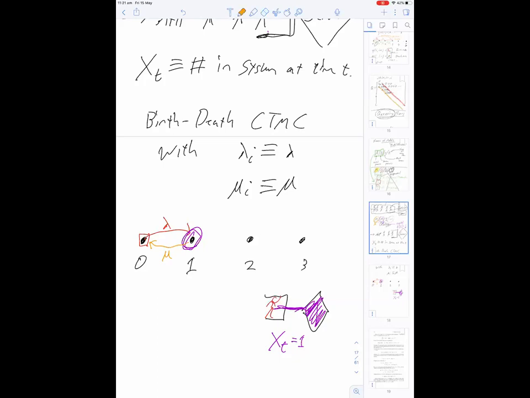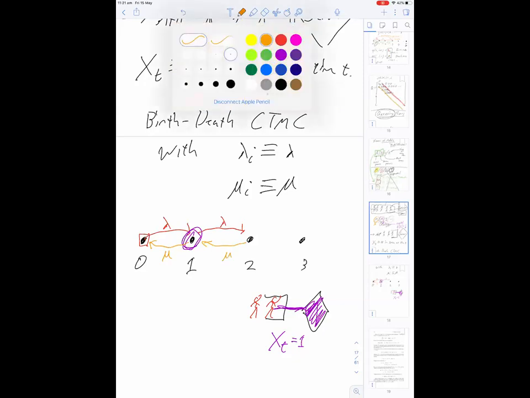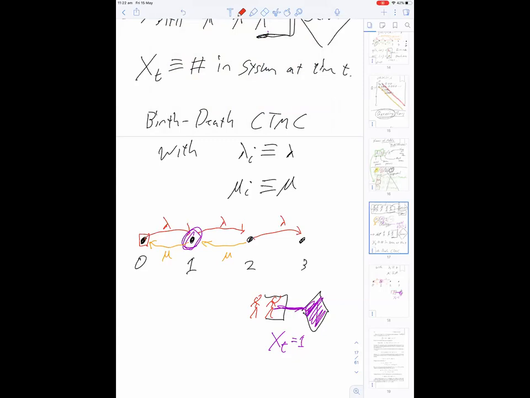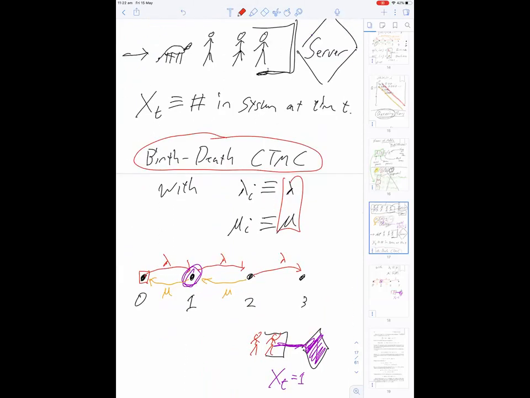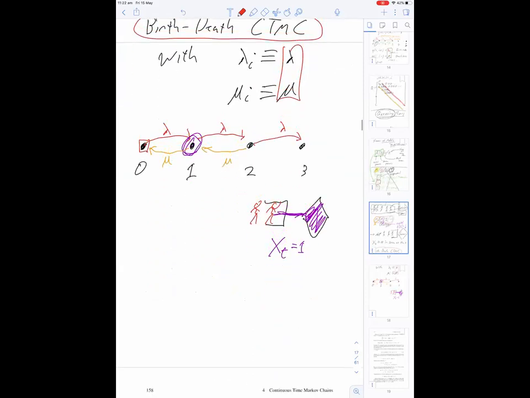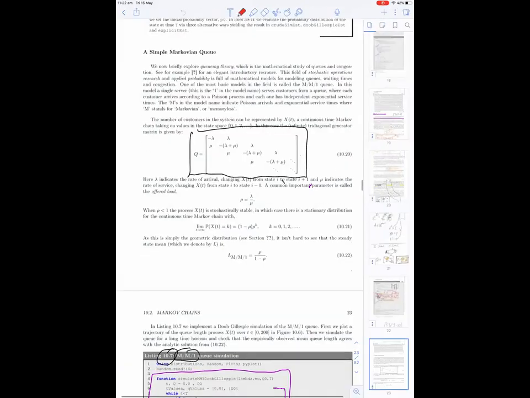Or alternatively, there can be another arrival at rate lambda. And if we move to the state of another arrival and we have another person here, then again there can be a departure at rate mu or another arrival at rate lambda, etc. So that's all that happens in this birth-death continuous time Markov chain with constant rates. And that exactly matches the M/M/1 queue. So we can look at this continuous time Markov chain, and indeed this is what is done here.